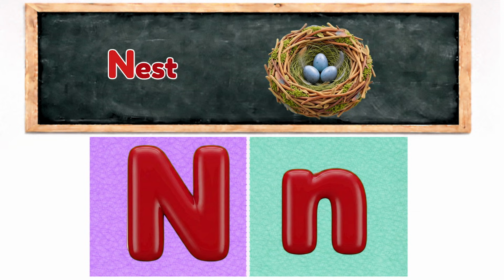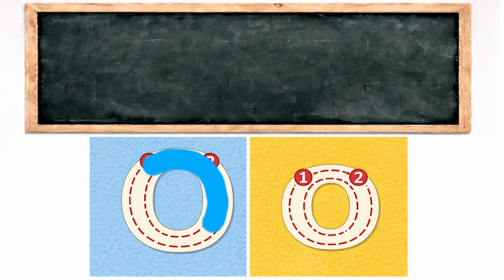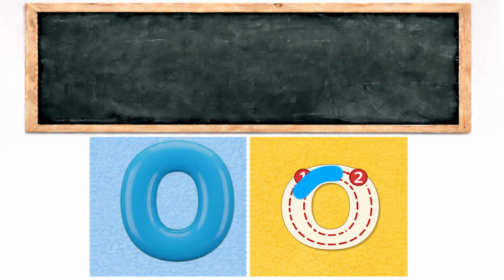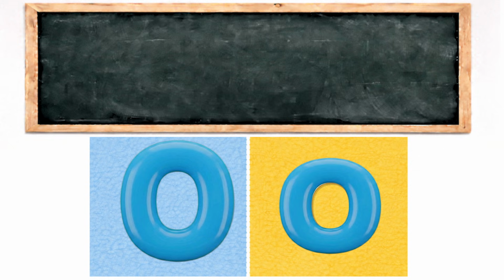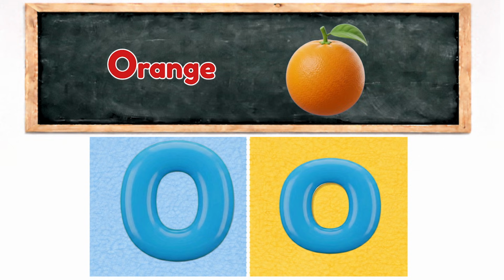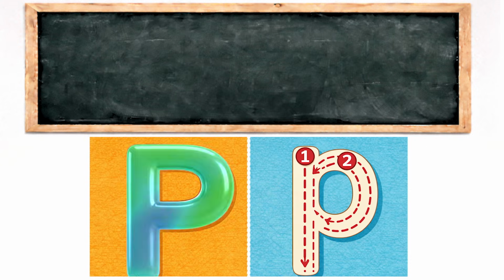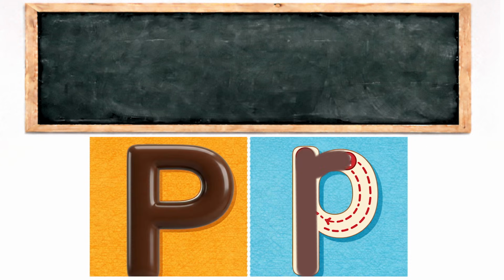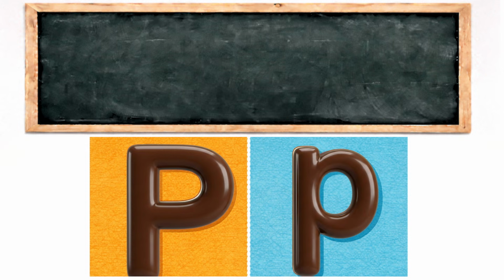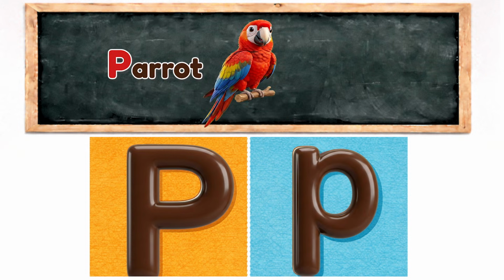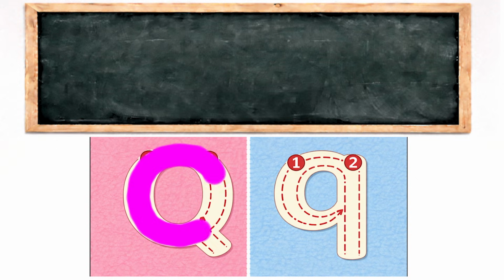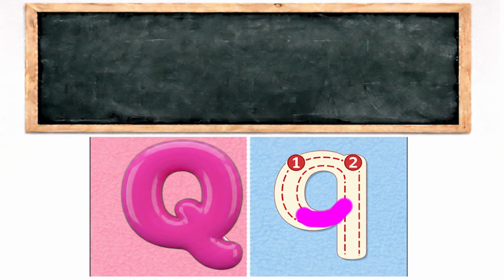N is for nest. This is capital O, and this is small o. O is for orange. This is capital P, and this is small p. P is for parrot. This is capital Q, and this is small q.